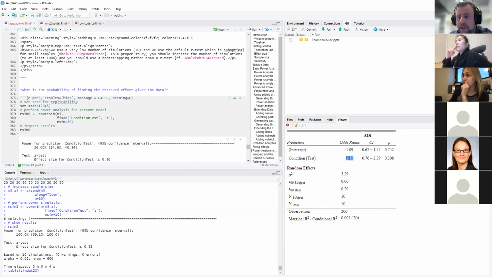So it really just gives you the option to say, how likely is it to find an effect of a certain size given the data? That's all it does. Yeah, I just don't understand why you wanted to change it. Yeah.